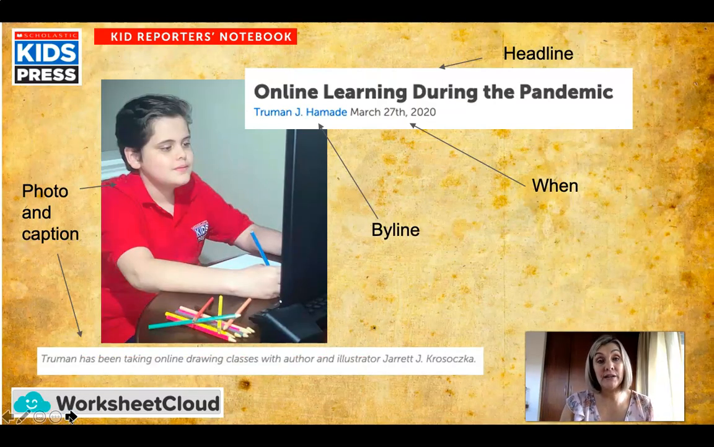This one is actually lovely, and I really do encourage you to go onto Scholastic Kids Press. This is where I got it from. It's from the Kids Reporter's Notebook, and these are children who write articles and submit them to Scholastic, and then they put them on their website. So if it is something that you're interested in, you can go to Kids Press Scholastic, and you can find an information sheet on how to become part of this if you really want to. Obviously, there's a process, and your writing has to be really, really good.